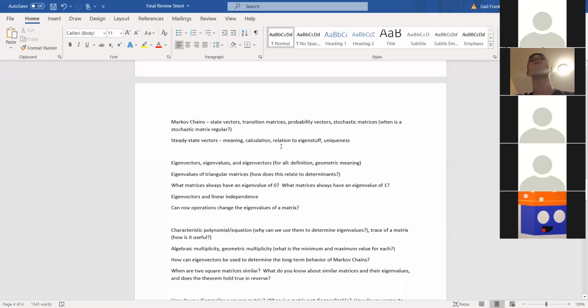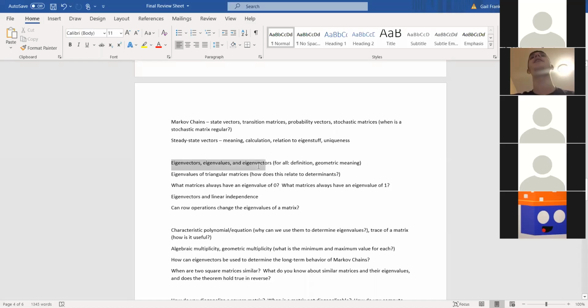So calculation in relation to eigen stuff. Calculation of the steady state vector, you're solving PQ equals Q. It's the same way you calculate eigenvalues, which we'll get into in a sec. And a steady state vector is an eigenvector of the stochastic matrix with an eigenvalue of 1. There's a chance you may get asked a question like that that's trying to make you think.